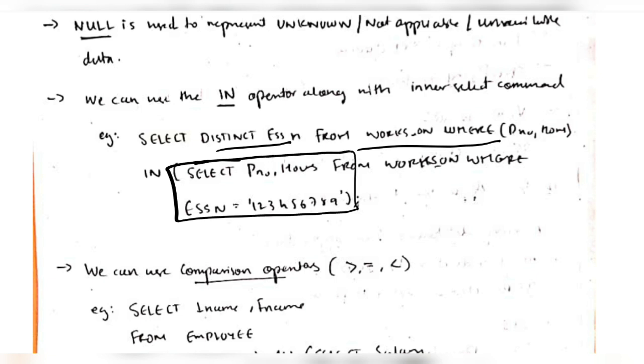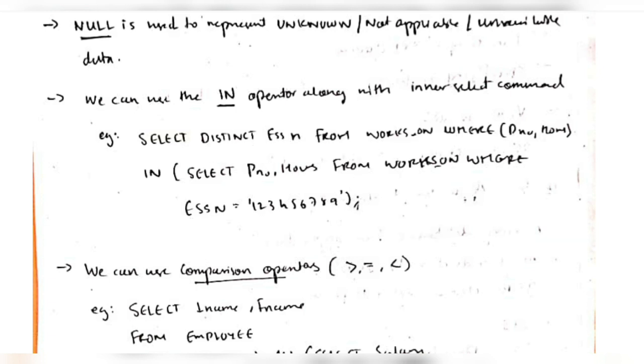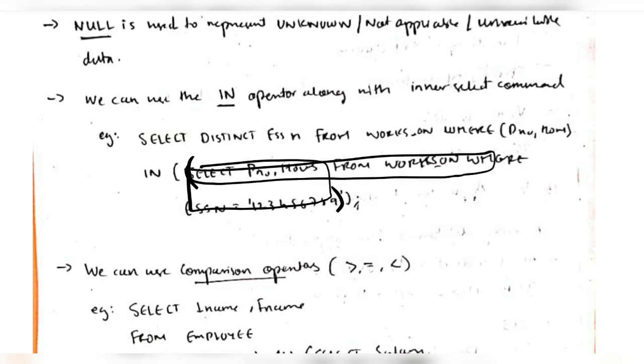What I mean is, suppose I have to select the name of persons. If I use the in operator and mention 2 or 3 names here, if the name is present in the table among these names, then it will be selected. This operation will be performed first, and from whatever data I get from here, the selection will happen. The ESSN will be selected. That is known as the in operator.